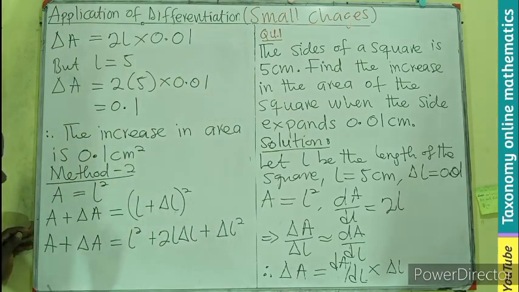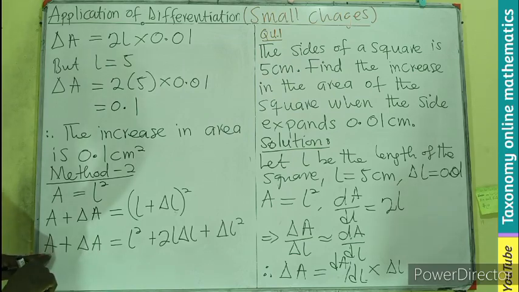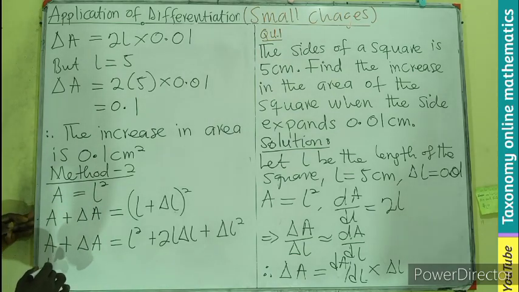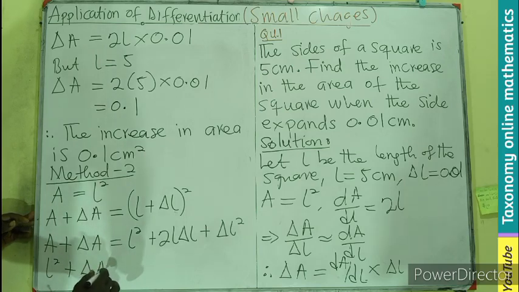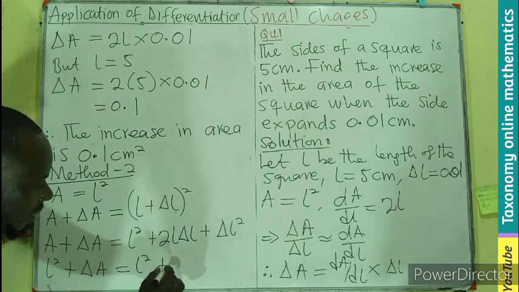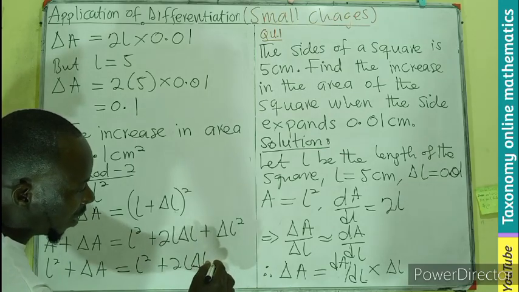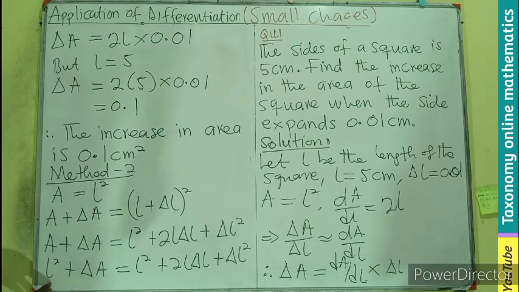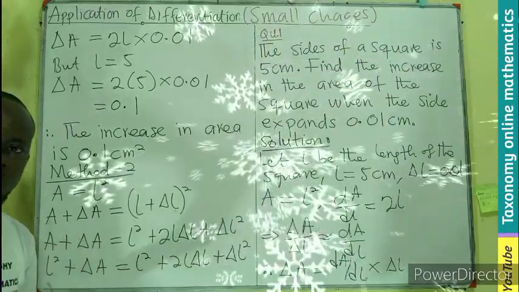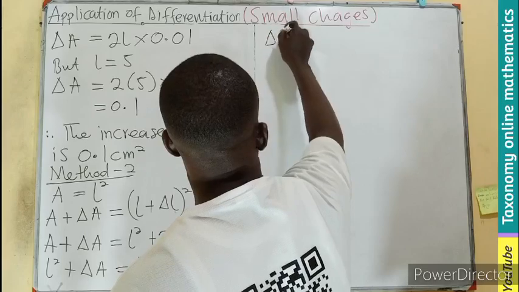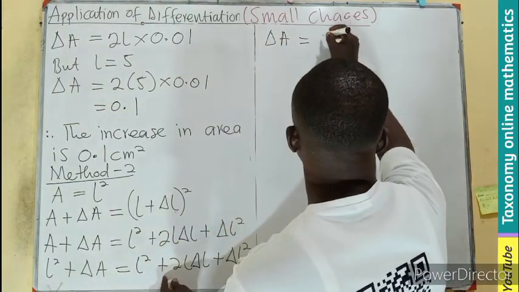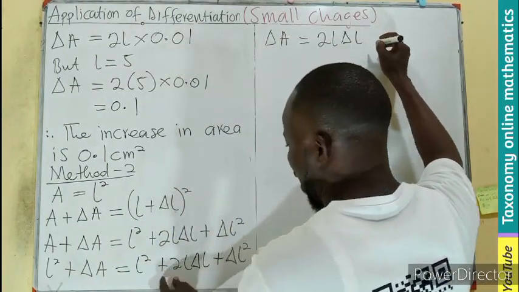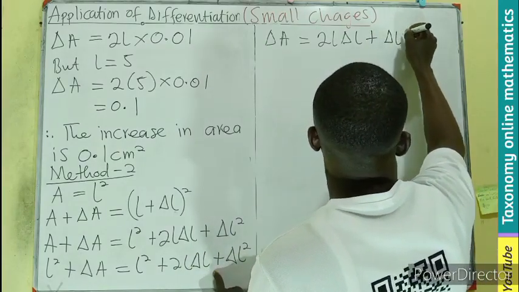The delta is part of the square, so let's take it out. So now what do we know about A? A is L square. So I can have L square plus delta A equals L square plus 2L delta L plus delta L square. So now we can see that if we group like terms, the L square and the L square will cancel, leaving delta A equals 2L delta L plus delta L square.